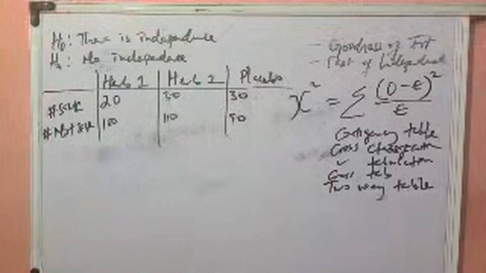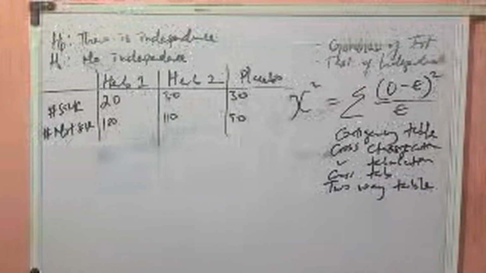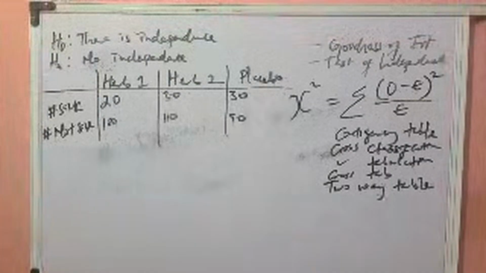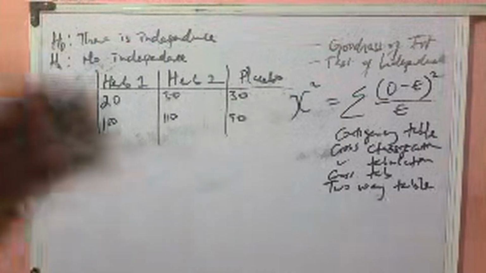Now, 30 here represents placebo and sick. Placebo is that thing medical practitioners sometimes give to patients that actually does nothing. It's more like a psychological substance, not like a drug or something. But sometimes they give it to people, and sometimes it works. Some people just want to take something. So that's what we call a placebo.